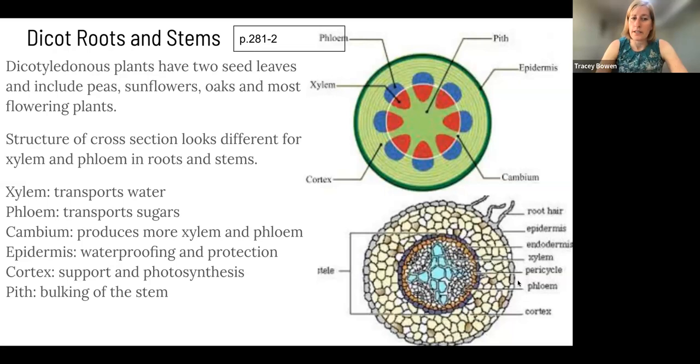The cortex provides support, and it also is going to photosynthesize. And obviously in the roots, it's not photosynthesizing, but it is providing support. And then the pith is going to be the bulking of the stem. And so these are dead tissues made up of cellulose.